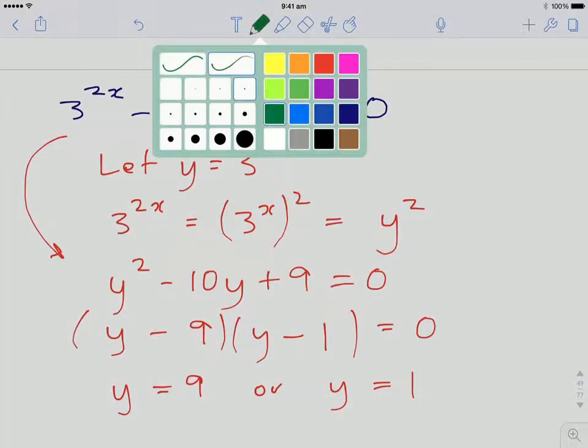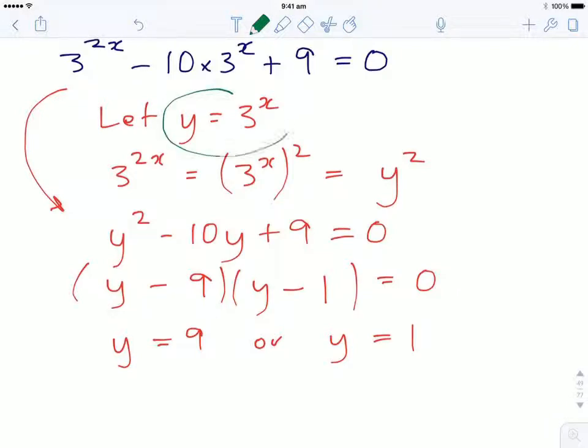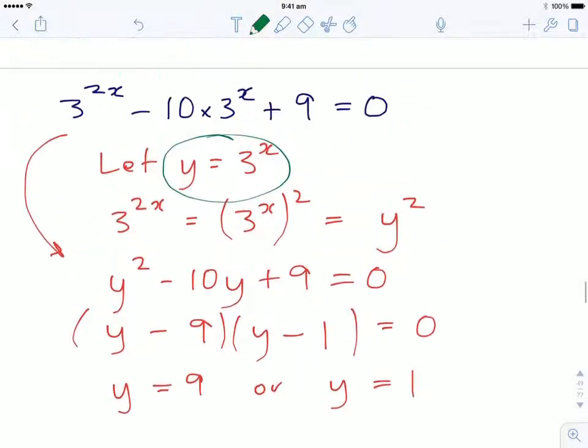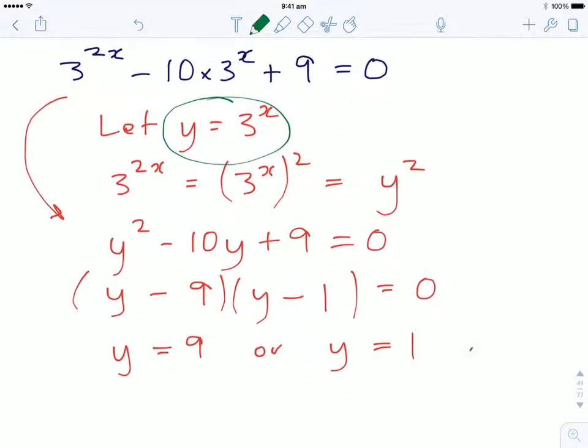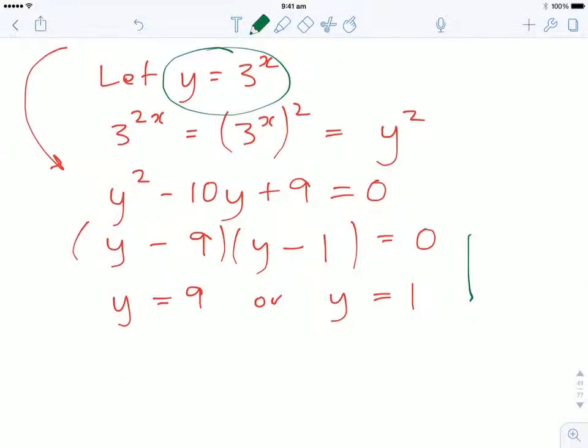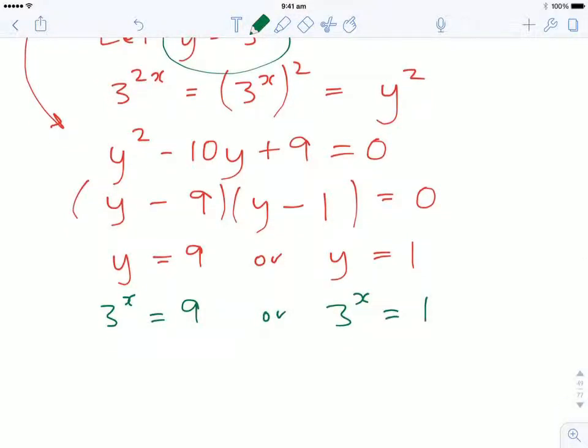Now let's go back to our original, that y was equal to 3 to the x. Remember, we're trying to solve this equation in terms of the variable x. So I'm going to write, if y is 9, that means 3 to the x is equal to 9, or 3 to the power of x equals 1. So we just solve those individually. This one here, it's easy. 3 squared is 9, and over here 3 to the power of 0 is equal to 1. So there's our solutions, 0 and 2.